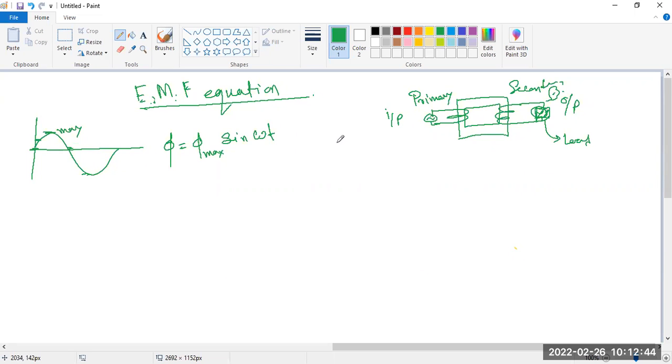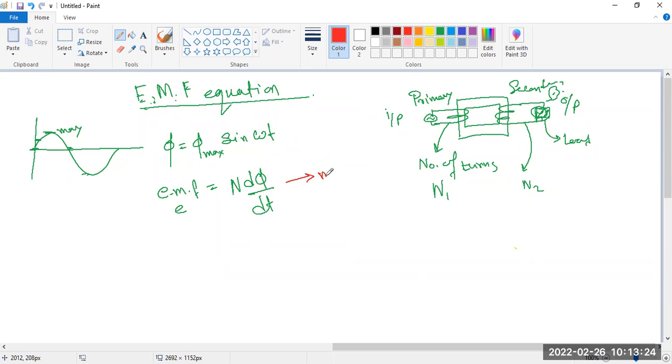And now, as per Faraday's law of electromagnetic induction, the EMF generated is given by N, where N is the number of turns in the primary and the same in the secondary. For primary, this is N1. For secondary, this is N2. So the number of turns into d phi dt. Okay, this is the first equation. This is only the magnitude.